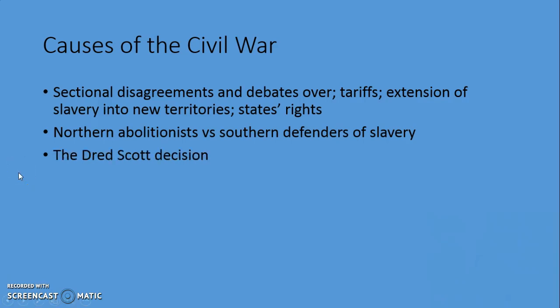The next cause is the Dred Scott decision. Dred Scott was a former enslaved African American who spent some time after his slave days in Illinois and the Wisconsin Territory. And once he comes back down to Missouri, where he was from, he thought that he could still be free. Eventually he goes to court, goes up to the Supreme Court, trying to fight for his freedom.